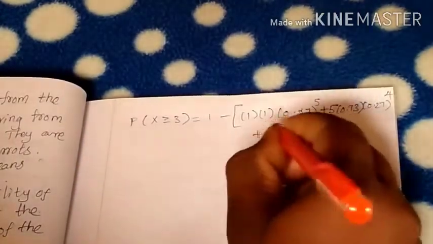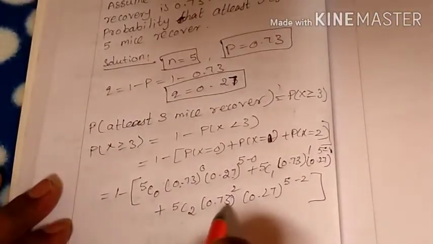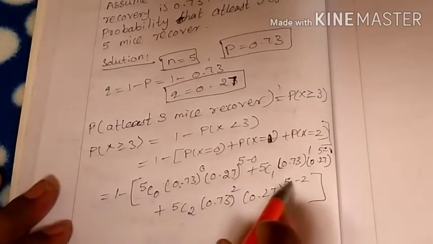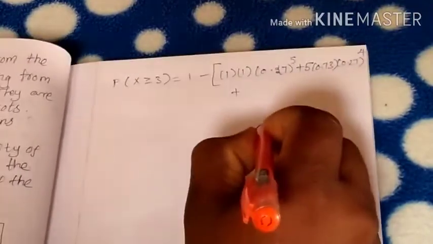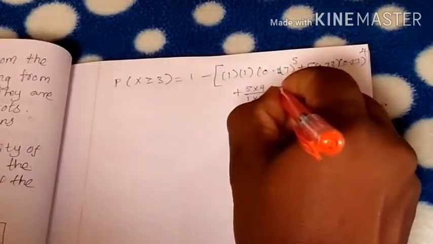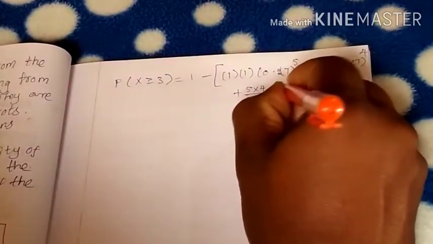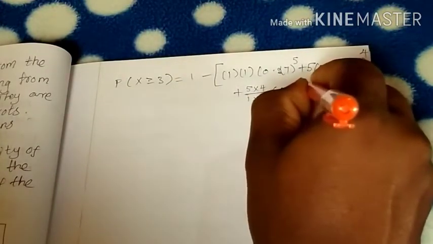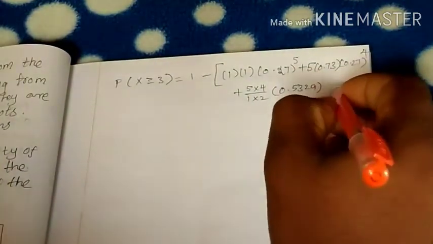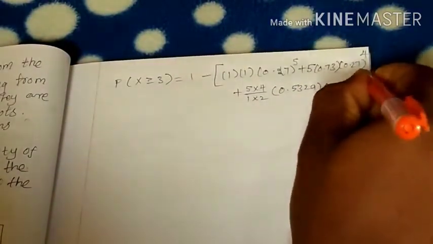Then plus 5C2. Next for 5C2, 0.73 power 2, 0.27 power 5 minus 2. So 5C2 can be written in the form of 5 into 4 divided by 1 into 2, then 0.73 power 2. 0.73 power 2, using the calculator we get the answer 0.5329. Next, 0.27 power 5 minus 2 is 3.